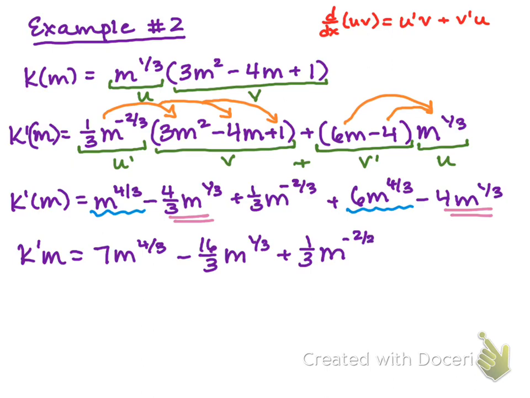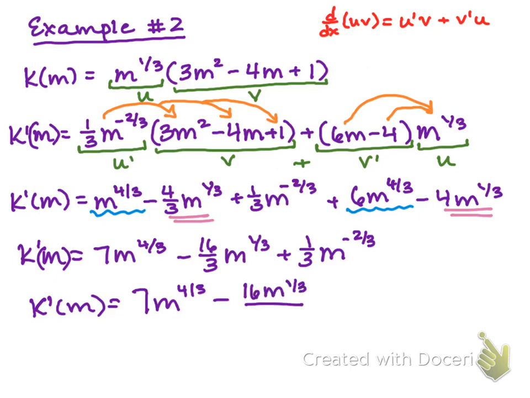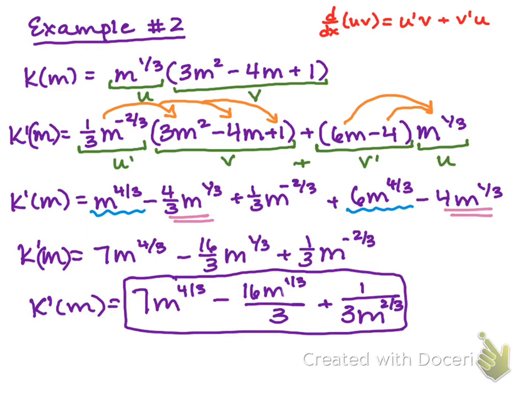And I know if you're in my class, I like you to get rid of all of your negative exponents in your final answer. So I would like this answer written as k prime of m equals 7m to the 4/3 minus 16m to the 1/3 over 3, and then plus 1/3 m to the negative 2/3, and I'm going to put that m to the negative 2/3 in the bottom as m to the 2/3. So this would be my final answer. All right, good review of the product rule.